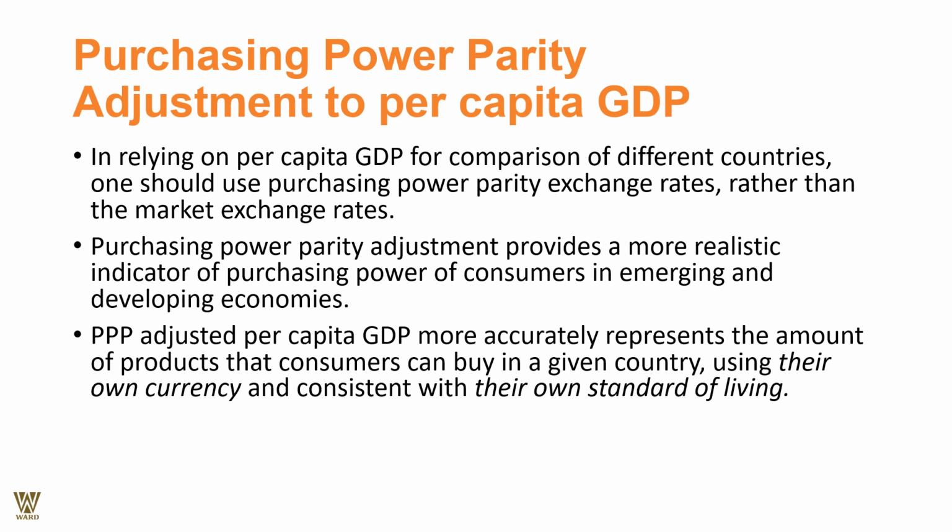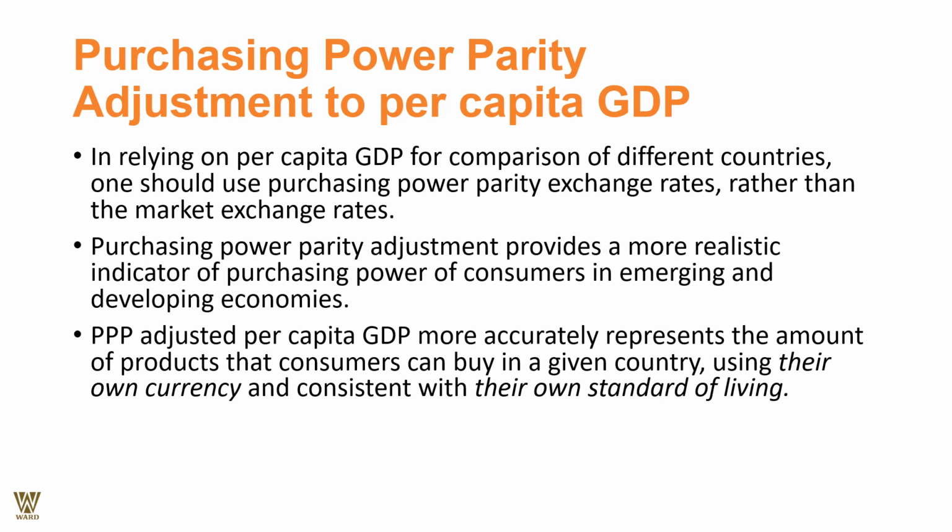Then we have the triple P's, the purchasing power parity. This needs to be adjusted with the GDP. In line with per capita GDP comparison of different countries, one should use a purchasing power parity exchange rate rather than the market exchange rate. Every purchasing power is not on par with the market rates. Purchasing power parity adjustments provide a much more realistic indicator of the purchasing power of the consumer in emerging and developing economies.